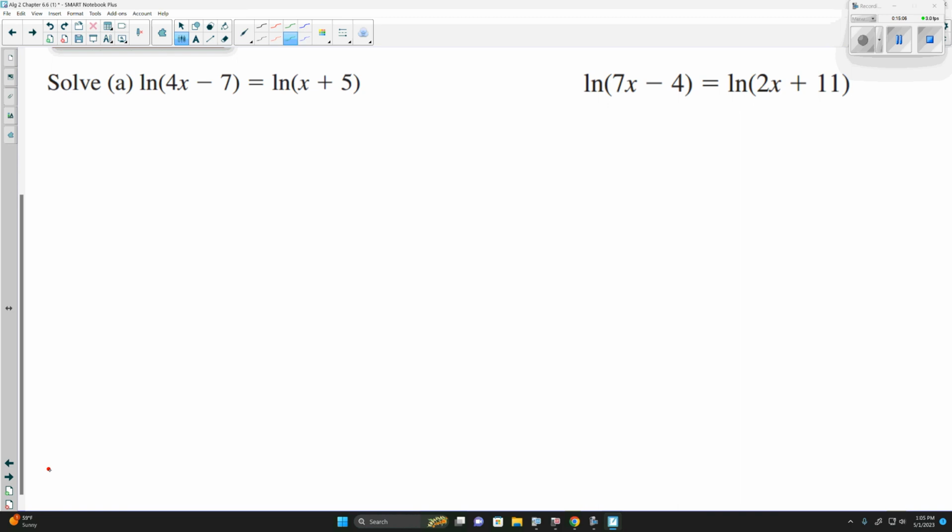the natural log of 4x minus 7 is equal to the natural log of x plus 5. We only have one log on either side, and it is the same type of log. It means that what's inside has to be the same. So we're saying that 4x minus 7 has to equal x plus 5. Now we just need to solve for the value of x.